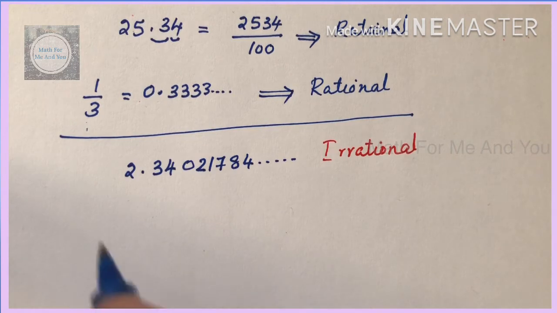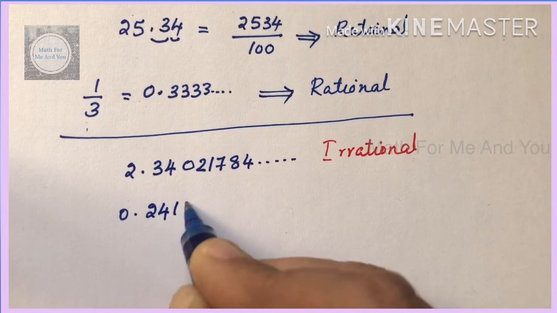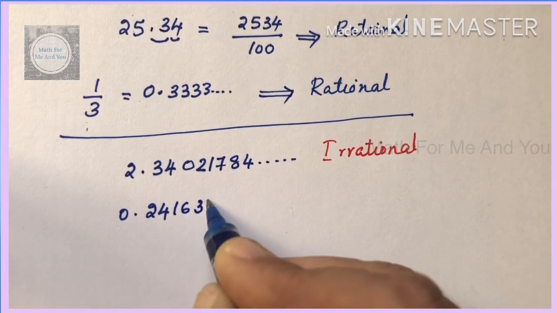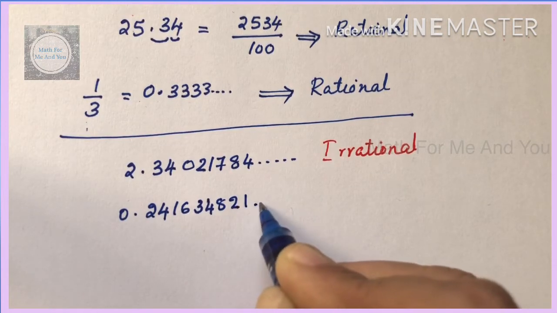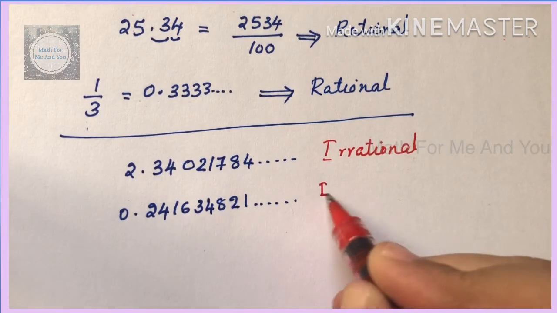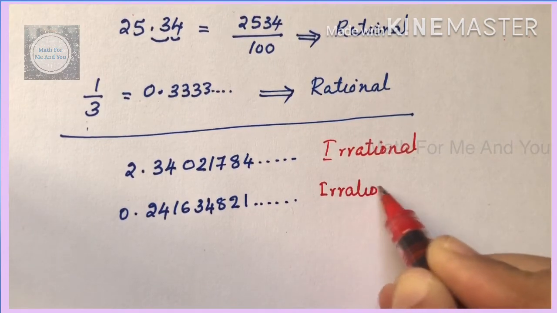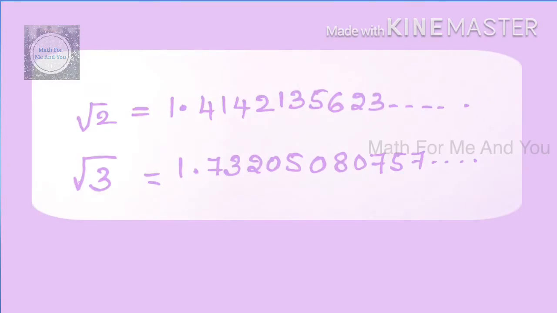Consider one more example, 0.2416348821, and it continues going. Is this rational or irrational? It's non-terminating, non-recurring, so it is an irrational number. All non-terminating, non-repeating decimals are irrational. Let's look at the decimal forms of root 2 and root 3. You can see both are non-terminating, non-recurring decimals.